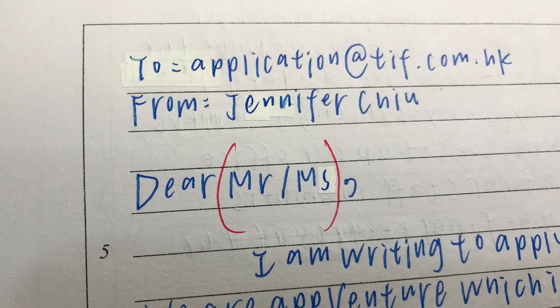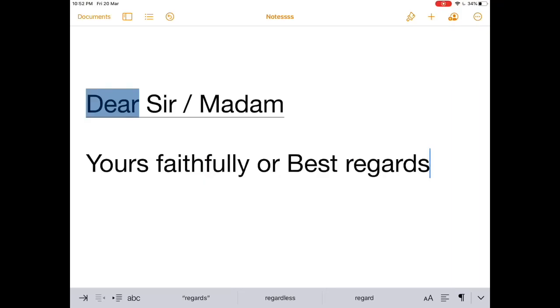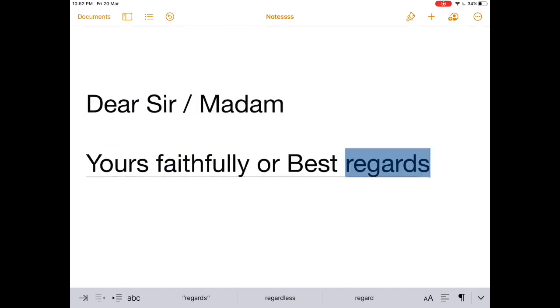This one is a horror story, people without names. Creepy. But the solution is quite close. Dear Sir Madam, yours faithfully or best regards. I love recommending best regards to my students because it is semi-formal. That means informal, you can use it. Formal, you can use it. And you don't have to remember whether you know the name or not. Dear Mr. Chen, best regards. Dear Sir Madam, best regards.